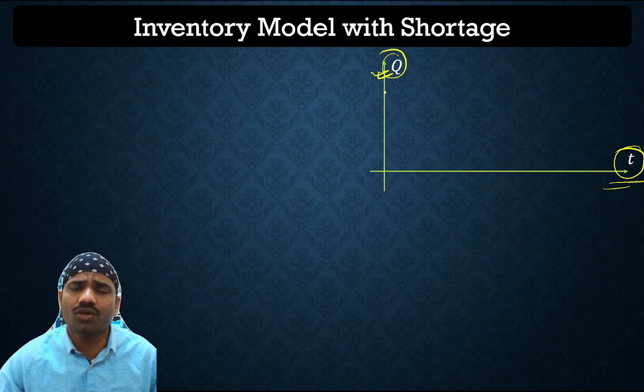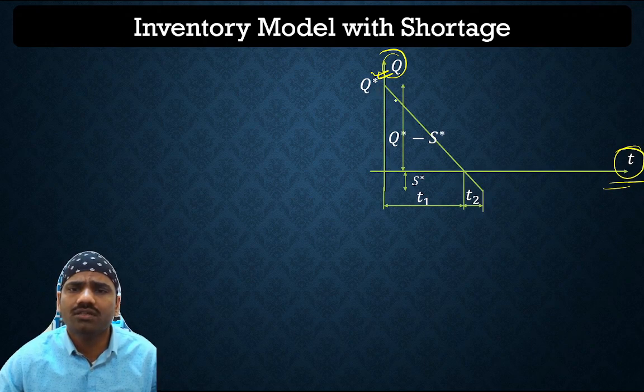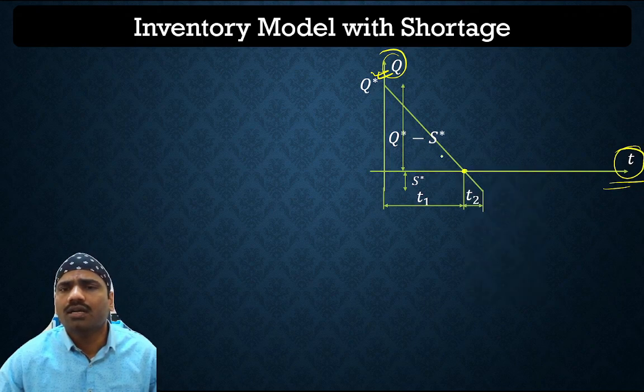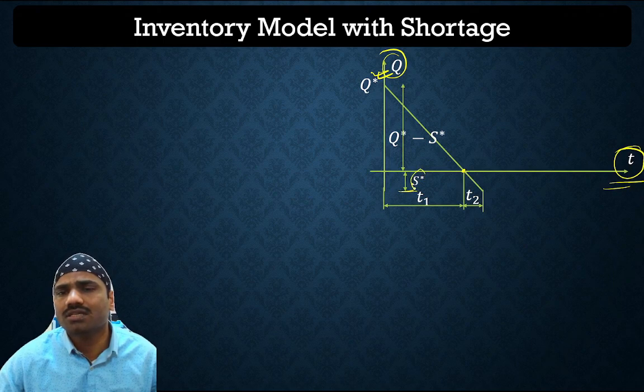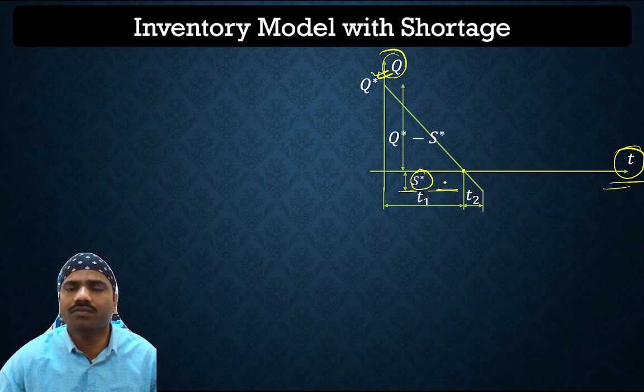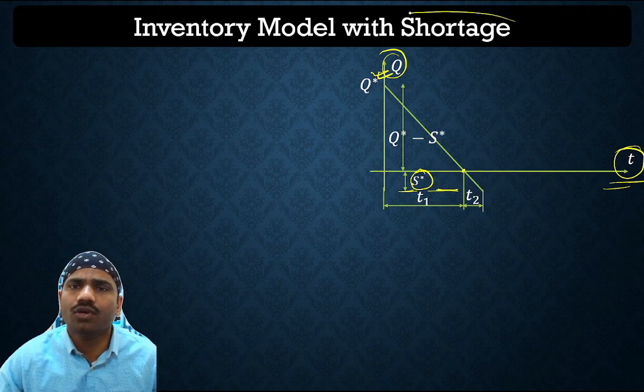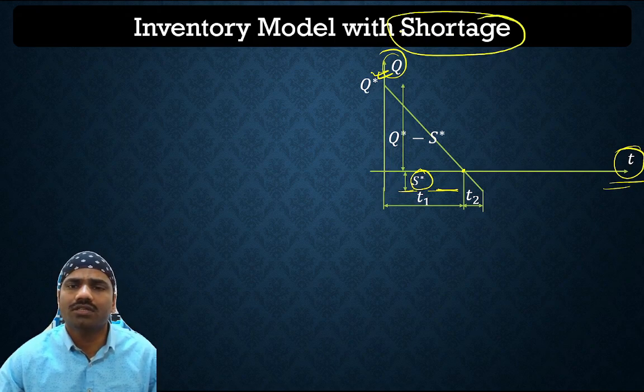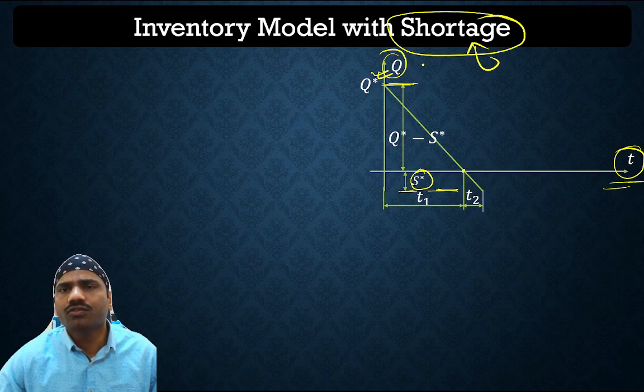Initially we have some quantity and we are consuming it. This quantity will become 0, and at this point there is a demand of quantity S star, but we don't have any supply. Because we don't have any supply, we have a shortage of quantity. We want a minimum shortage so that we can have minimum losses. Shortage will give you some losses.